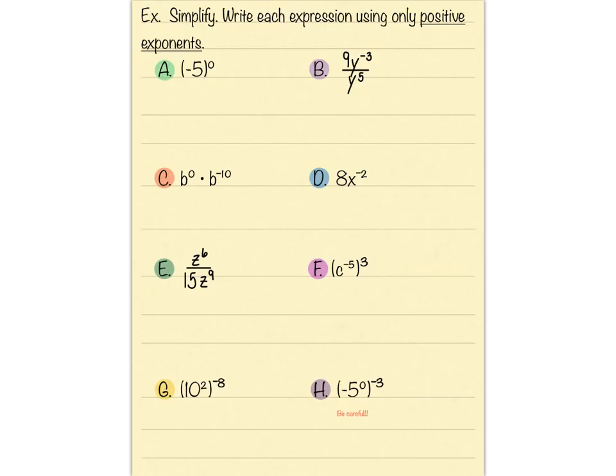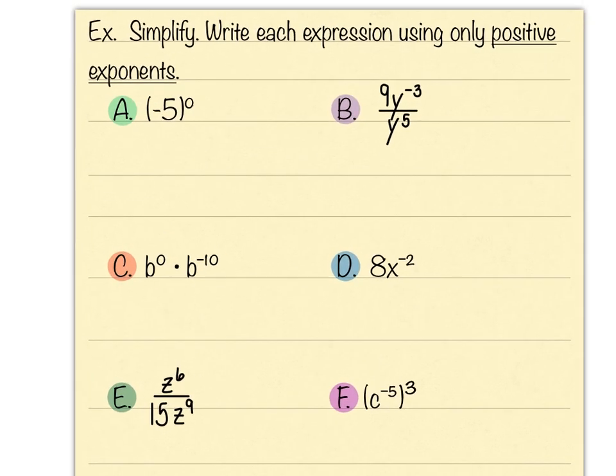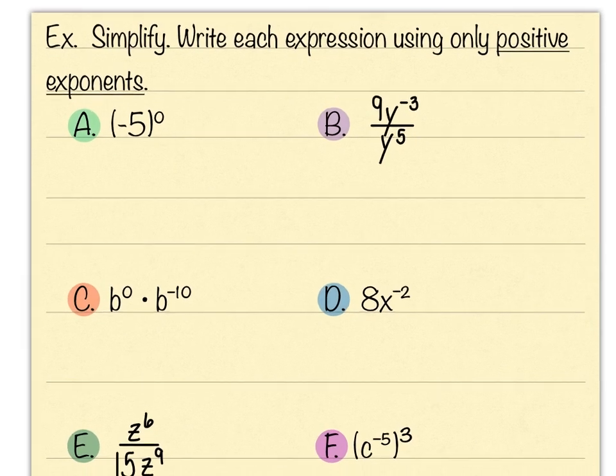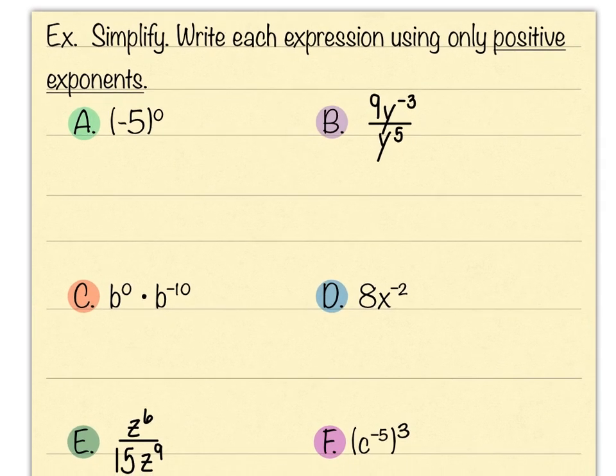All right, let's do some more reviewing with some examples mixing in everything we've gone over so far. This one says, simplify, write each expression only using positive exponents. No negative exponents allowed. No zero exponents allowed. We can only write our answer using positive exponents.